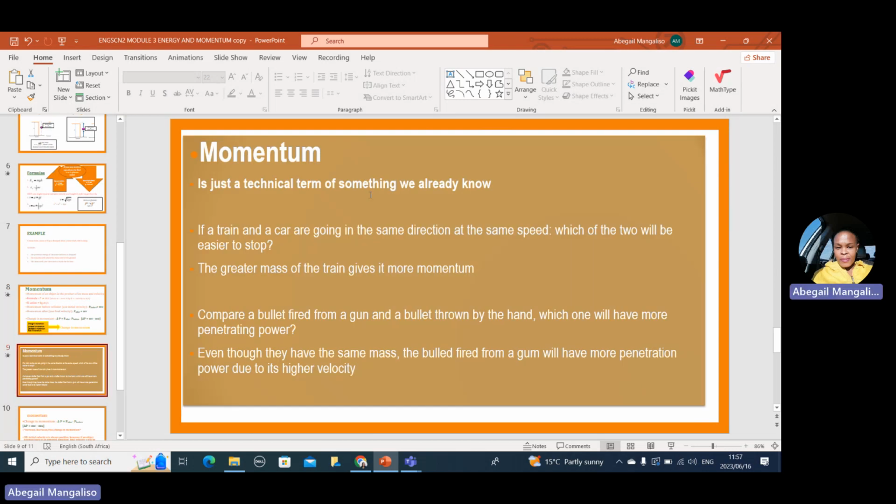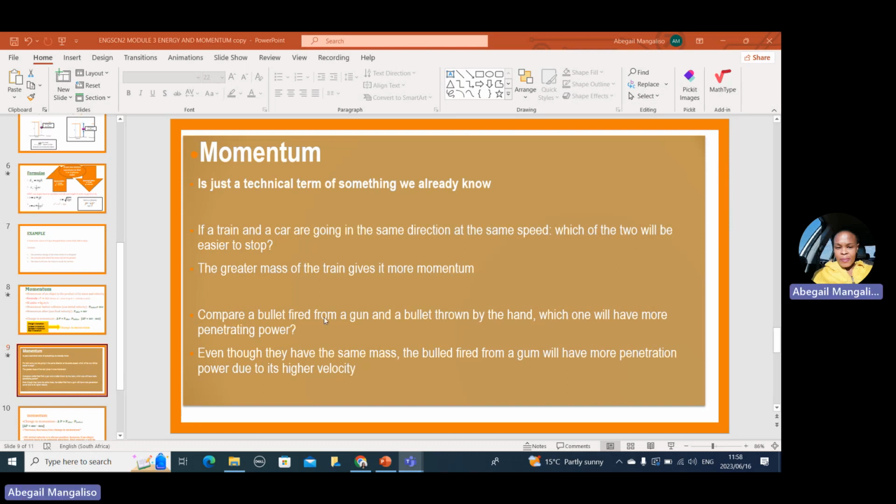Now, momentum is just a technical term for something we already know. If a train and a car are going in the same direction at the same speed, which of the two will be easier to stop? You can answer this question. If the speed is the same, the train is heavier. It will have more momentum because its mass is bigger than a car's. The greater mass of the train gives it more momentum.